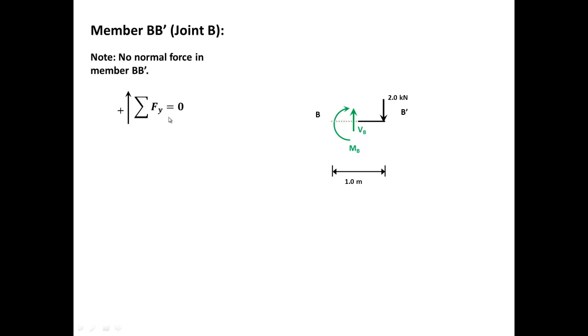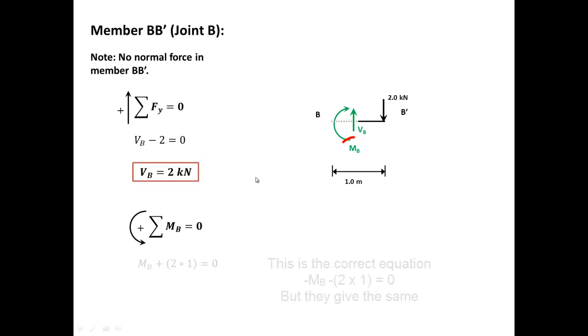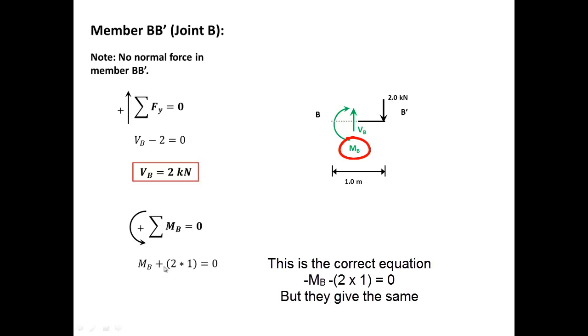First equation is the summation of the forces in the y. Sigma Fy equals 0. That means VB going up minus 2 should equal 0. VB equals 2. Now, summation of the moments about B should equal 0. MB plus 2 times 1 should give me 0, and MB is negative 2 kilonewton meters.